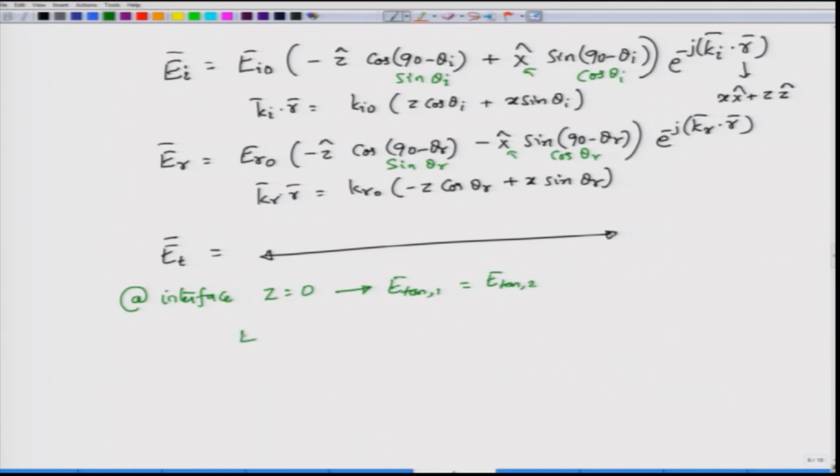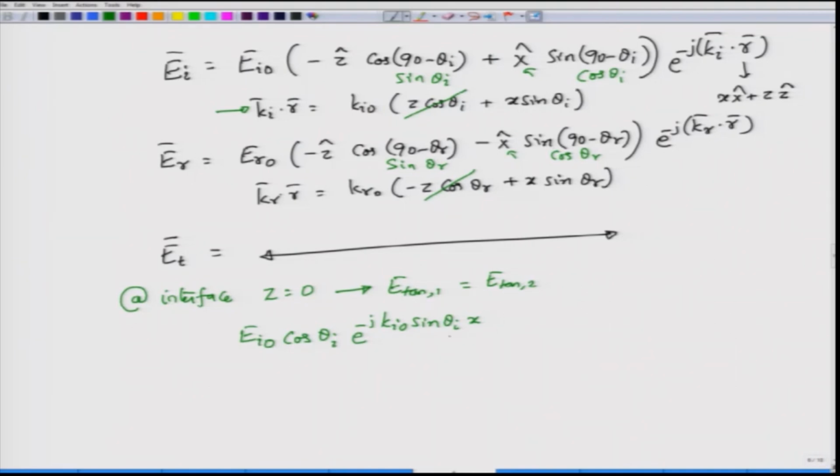what we obtain is an equation which says EI0 cos theta I from the incident expression times e power minus j k I 0 sin theta I times x. Remember, in this expression k I dot r, I am going to put z equal to 0, which causes this term to go to 0. Similarly, in k r dot r, this term will go to 0. So, I am only left with these terms with theta I and theta r with respect to x.